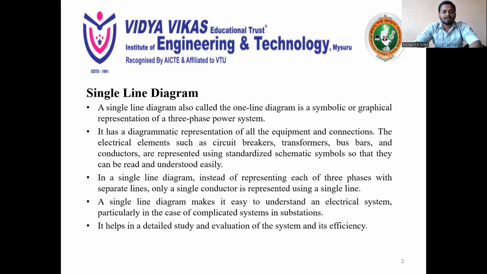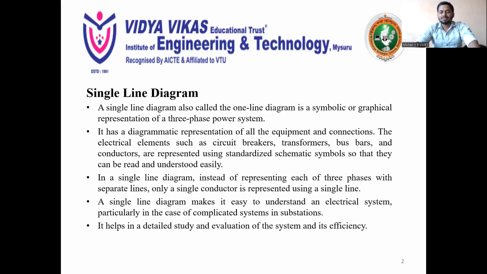First one is single line diagram. A single line diagram is also called one line diagram. It's a symbolic or graphical representation of a three-phase power system. It has a diagrammatic representation of all the equipment and connections. The electrical elements such as circuit breakers, transformers, bus bar, and conductors are represented using standardized schematic symbols so that they can be read and understood easily.